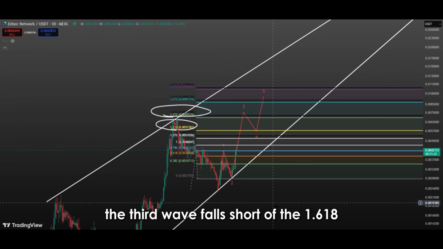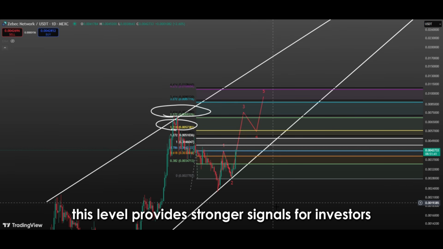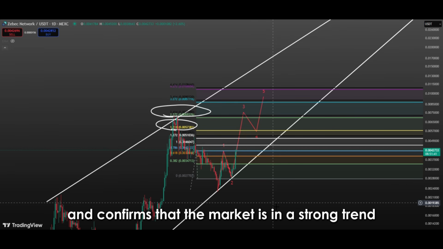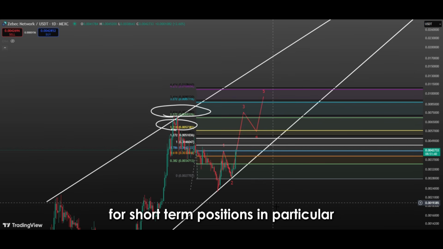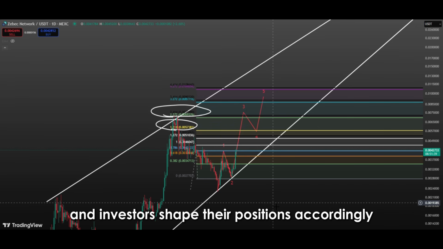Therefore, if the third wave falls short of the 1.618 Fibonacci extension level, it is generally considered weak in terms of technical structure. Surpassing this level provides stronger signals for investors and confirms that the market is in a strong trend. For short-term positions in particular, these levels are accepted as targets, and investors shape their positions accordingly.